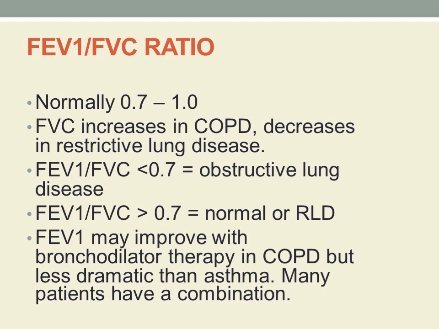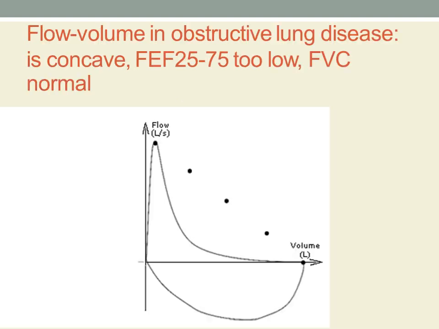A patient with asthma or emphysema may get some improvement in FEV1 with bronchodilators. So for the patient who has poor FEV1, we give bronchodilators, then it will improve, and then we repeat the tests. Bronchodilators can help the patient with emphysema, but they work more in asthma.